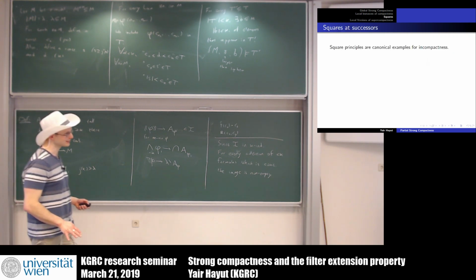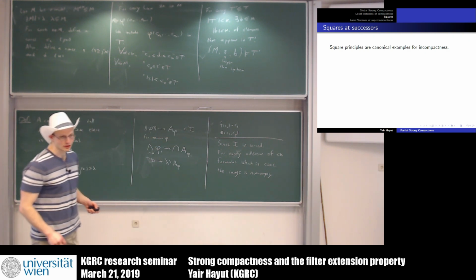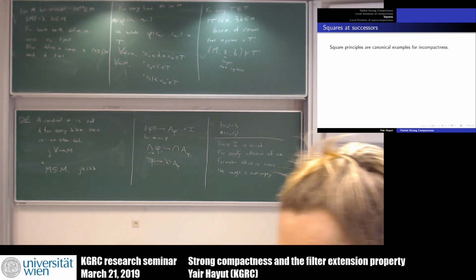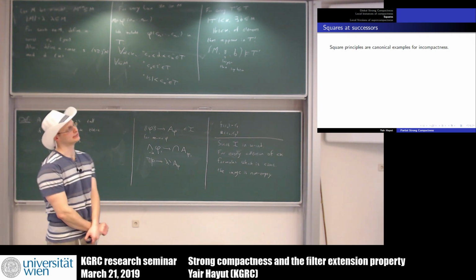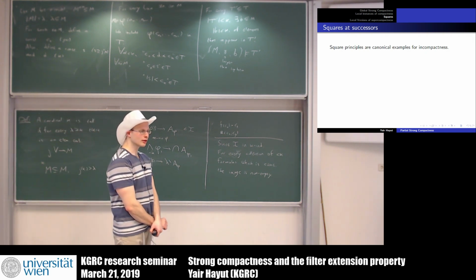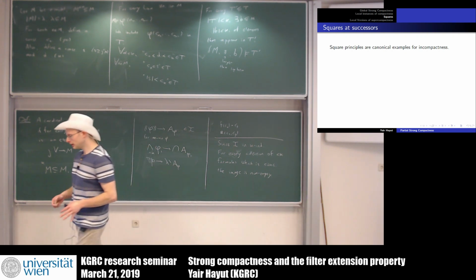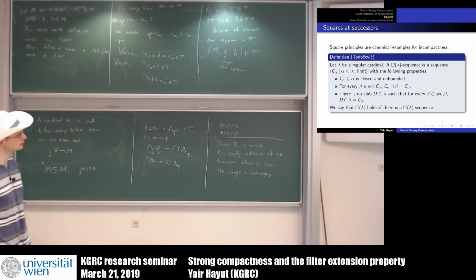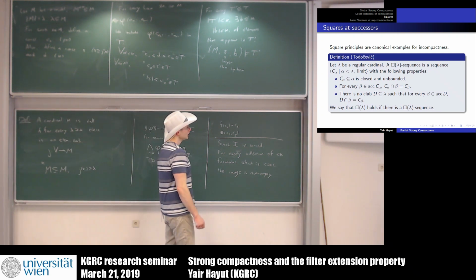Okay. What do we get from this? In order to derive a consistency strength from various elementary embeddings, we can use square principles. So squares are basically anti-compactness principles. Let's start with the definition. I'm going to use the definition of Todorcevic.